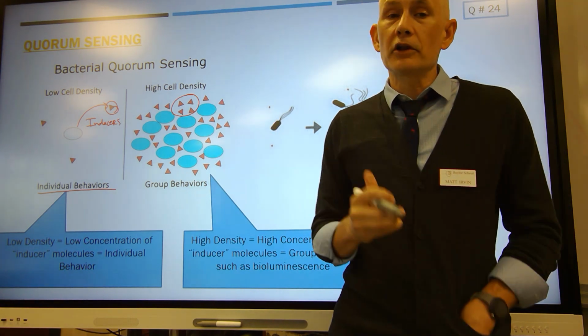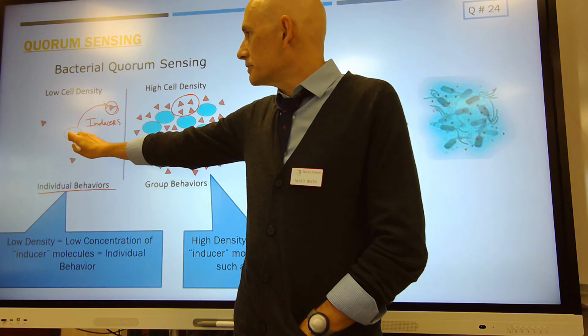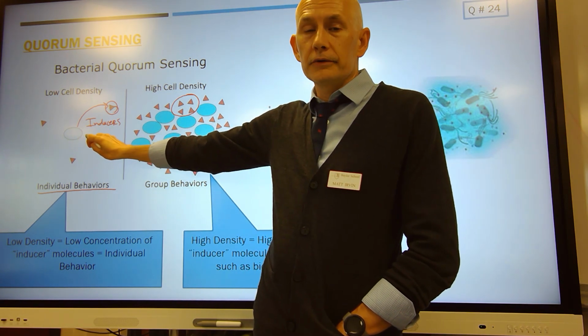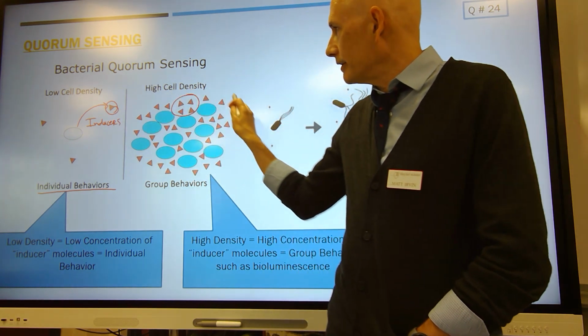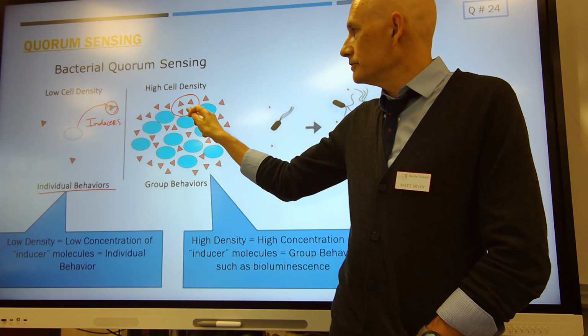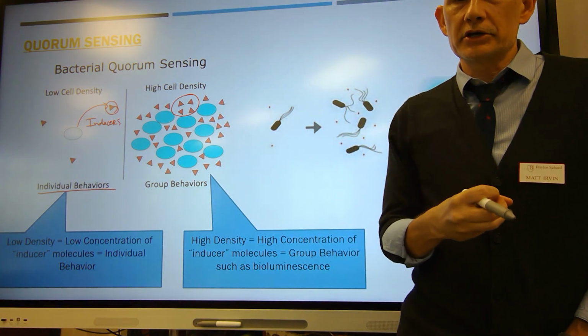So this is how you have glow-in-the-dark bacteria. When they are in a low concentration, the bacteria do not glow. But when they get to a high enough concentration, and there's a high enough concentration of these inducer molecules, that stimulates the bacteria to start glowing in the dark.